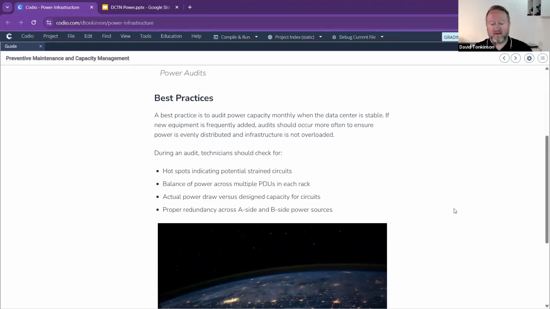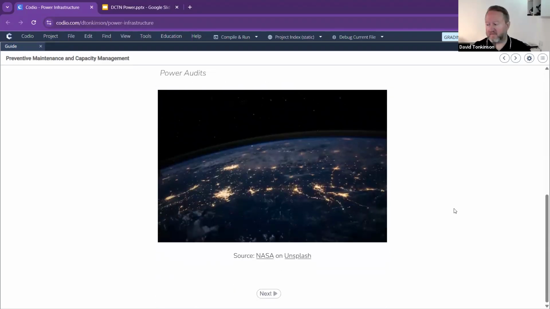Any questions around that? Oh, great stuff. Here's a question then. Okay, Gadia says, during a monthly power audit, what specific methods or tools do technicians use to identify hotspots and evaluate circuit balances?